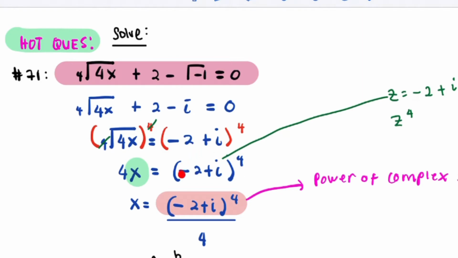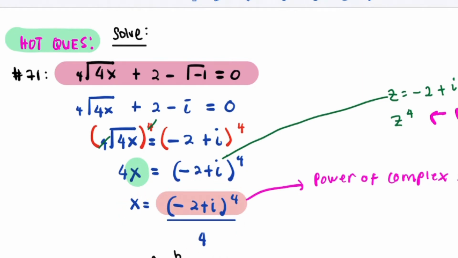So we know that this is a standard form, z equal to minus 2 plus i. So what we need to do later on is take power of 4. So we need to use De Moivre's theorem here. However, this is not the final answer yet. This is for 4x. We need only x. So x is just, let's divide by 4 down here. So this is the final answer that we need to work out in order to find x.